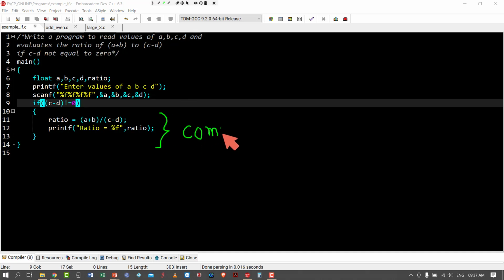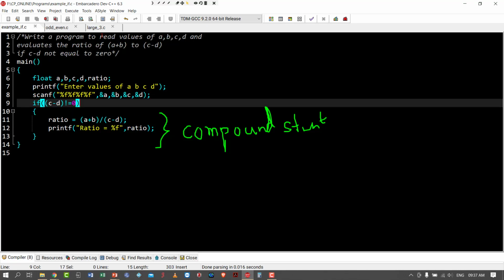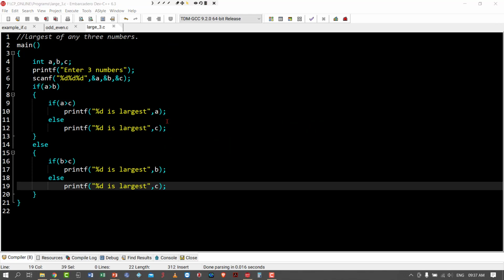Compound statement. Sorry, I am using mouse to write, so it will be a bit difficult. So here it is compound statement. Here it is single statement. So somewhere you have to note these points. Okay.